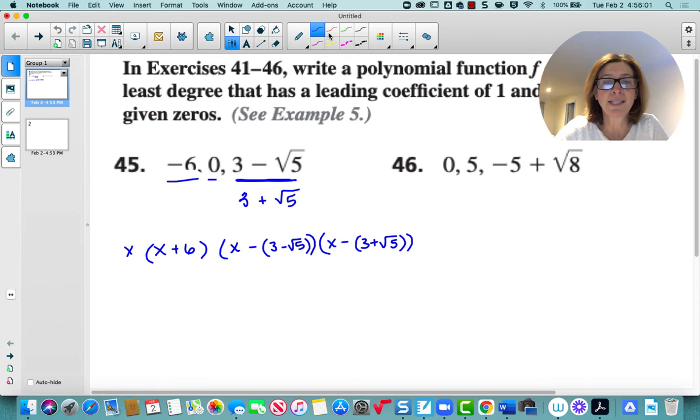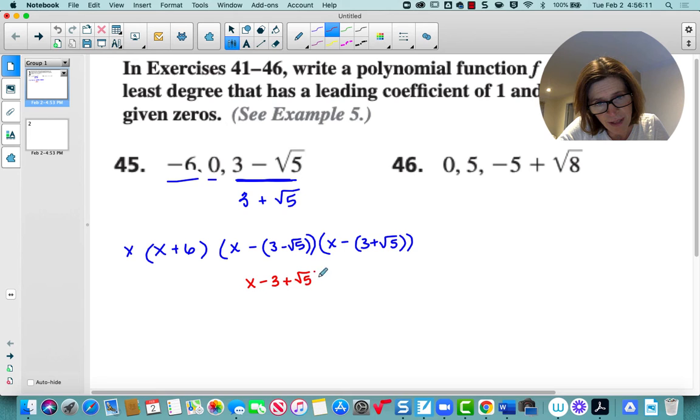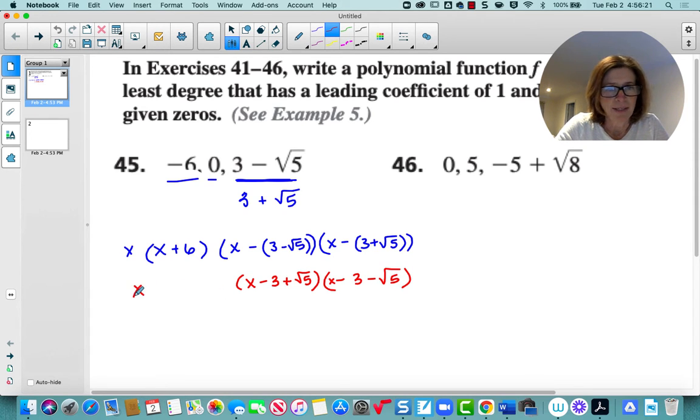Now, I do want to simplify these guys, and you're going to start to see that there's a pattern to it. It'll always work out that way. And it would work out to be x minus 3 plus root 5 and x minus 3 minus root 5. So almost the opposite. Okay, so here we go.